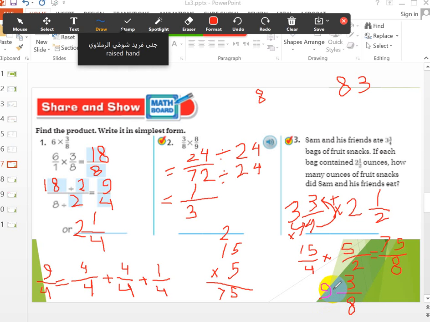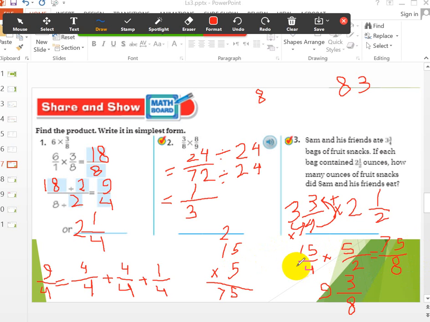That means multiply 9 with 8 and add the answer to 3. Someone, I think Asma, asked me how we found 75 over 8. I found it by multiplying 15 with 5. 15 multiplied by 5, as I said, is 75, and 4 multiplied by 2 equals 8.